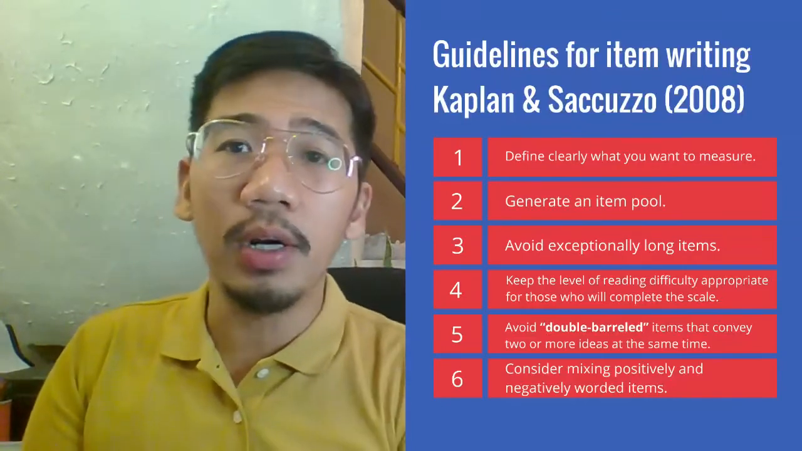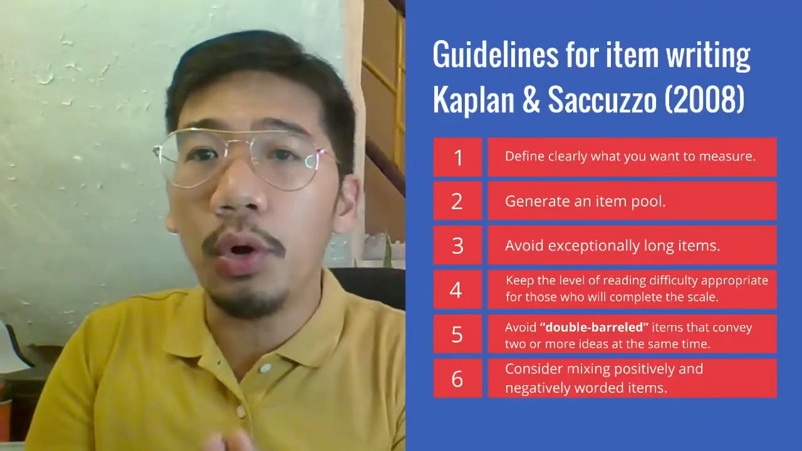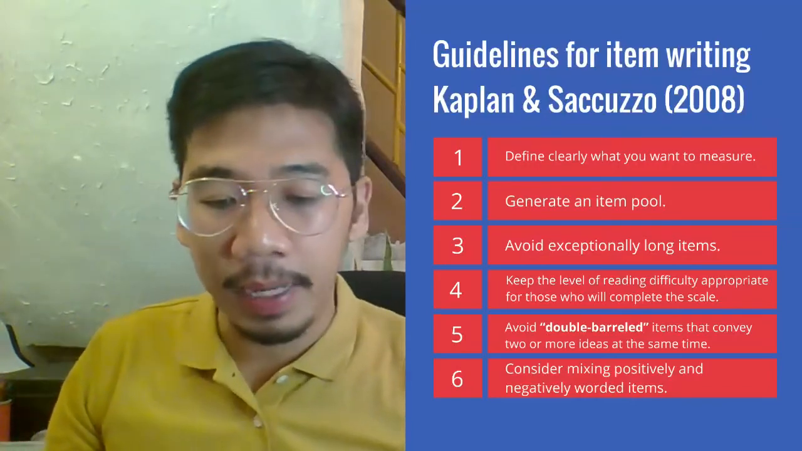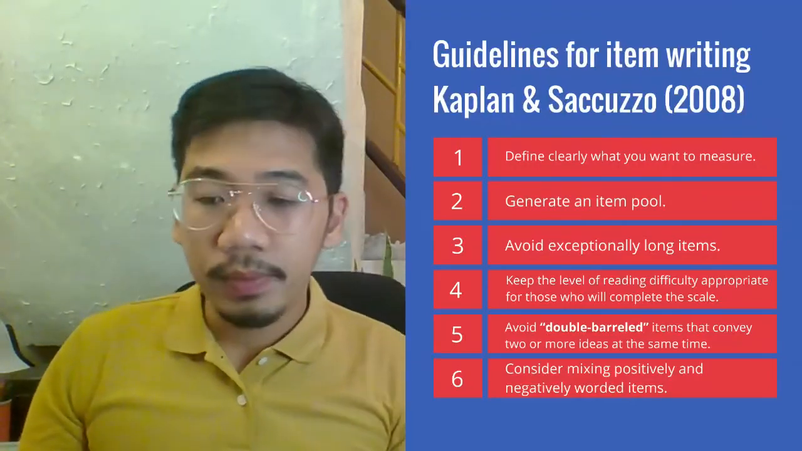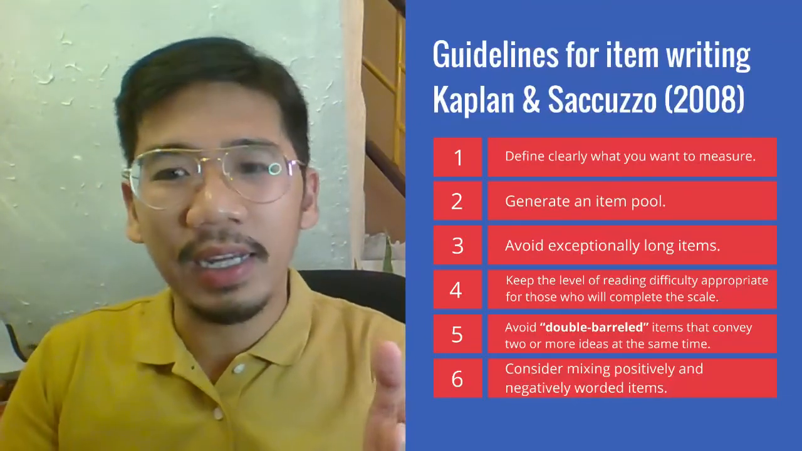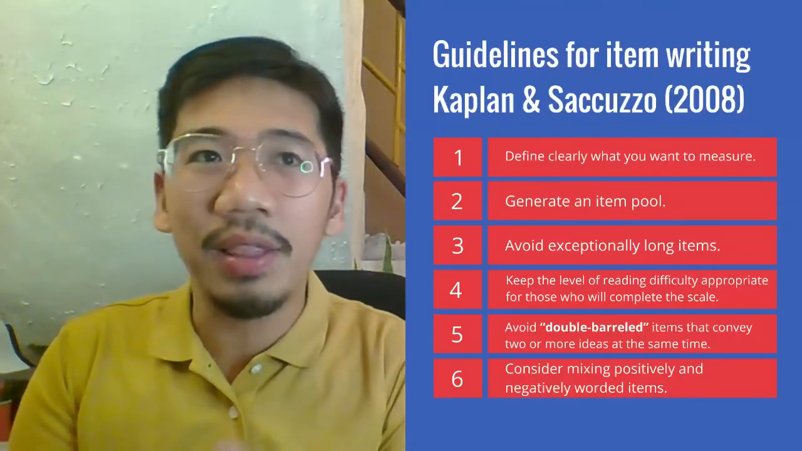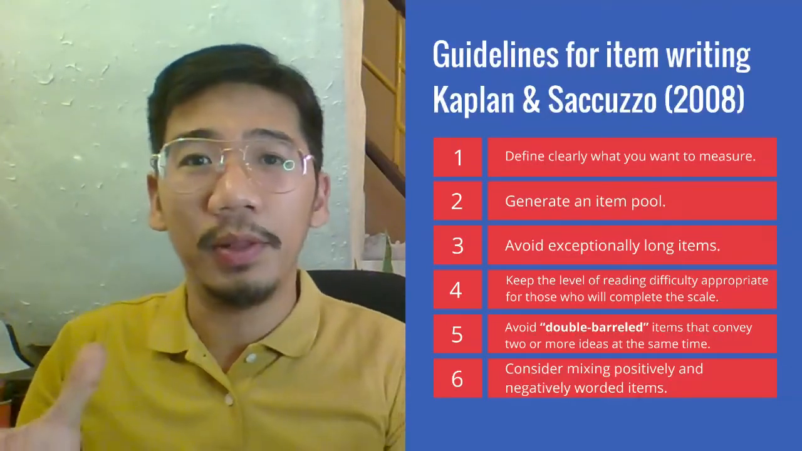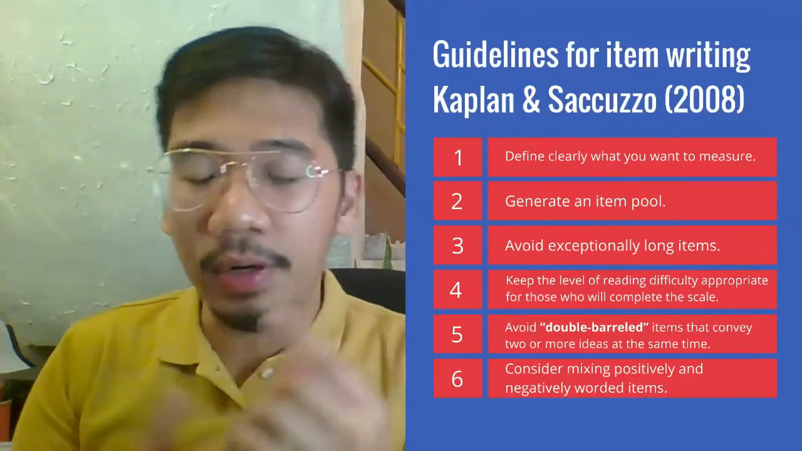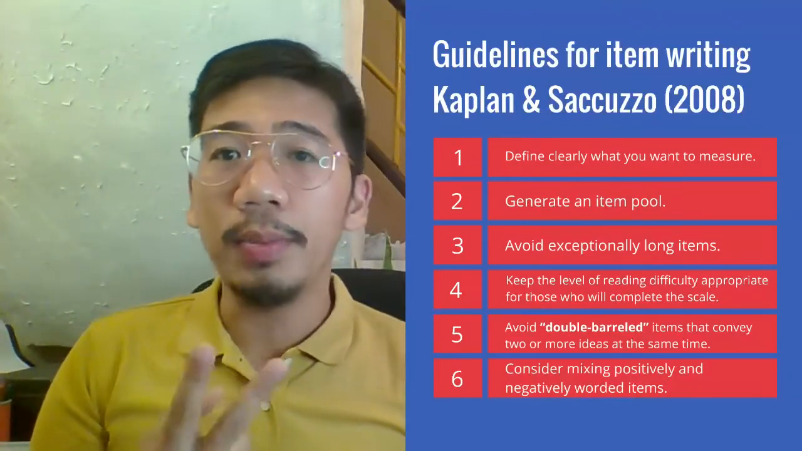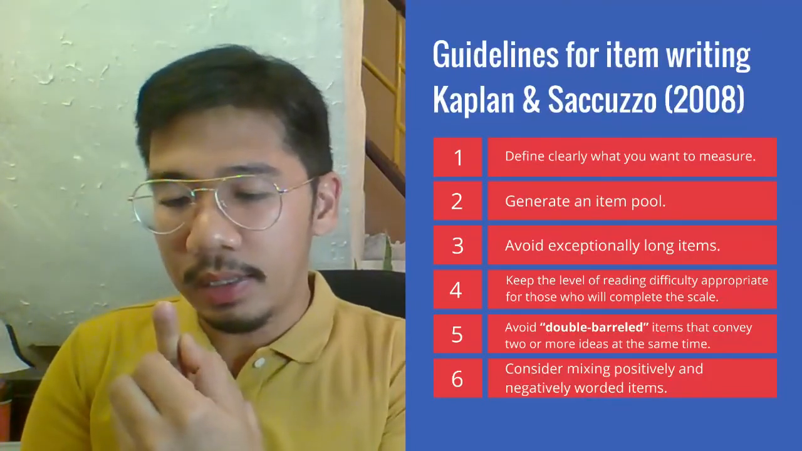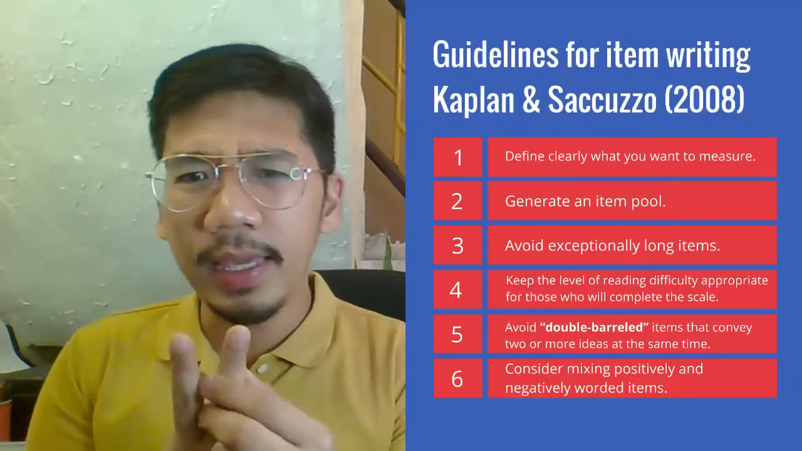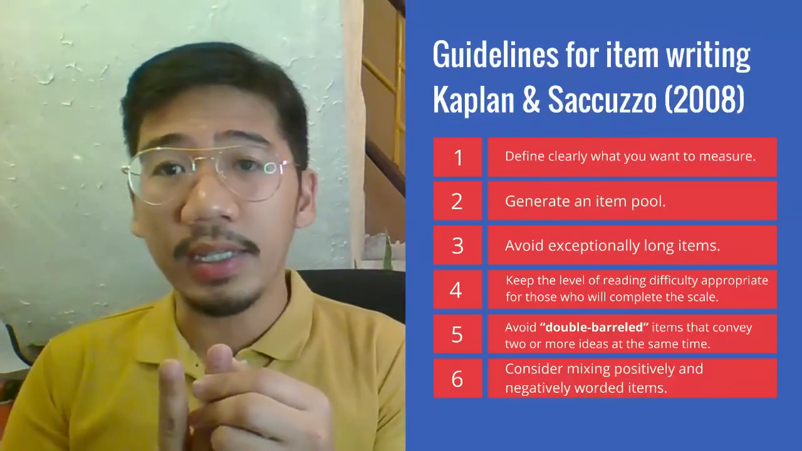You also have to avoid what we call double-barreled items. They convey two or more ideas at the same time. So, an example of a double-barreled question goes like this: I like eating ice cream, and I like eating them during summer. So that's a double-barreled question because the said item conveys two or more ideas. The first one is the statement whether or not the person likes ice cream. The second idea is whether or not the person likes eating ice cream during summer.